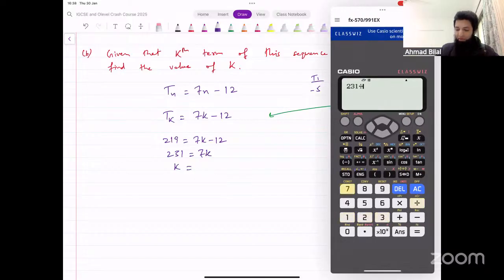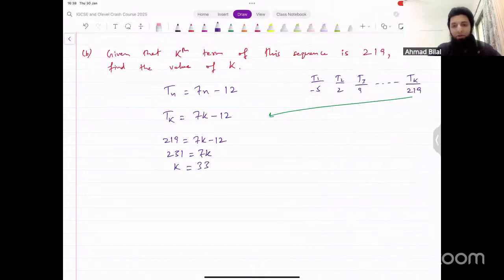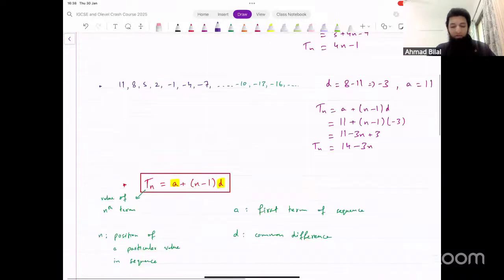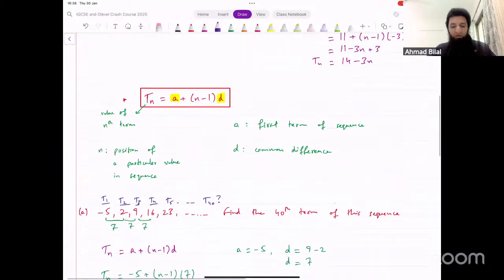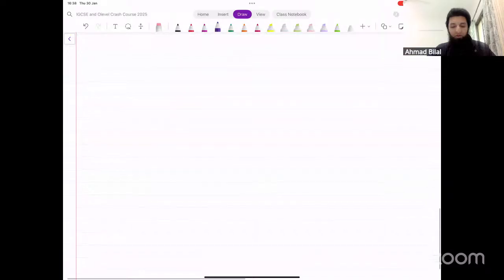231 divided by 7, that's 33. So the value of k should be 33. Okay, so when k is equal to 33, that is when the value of that term would be 219. That's what we were looking for. Okay, so that's one type of sequence that you need to be familiar with, an arithmetic sequence. All right. So I hope that makes sense.